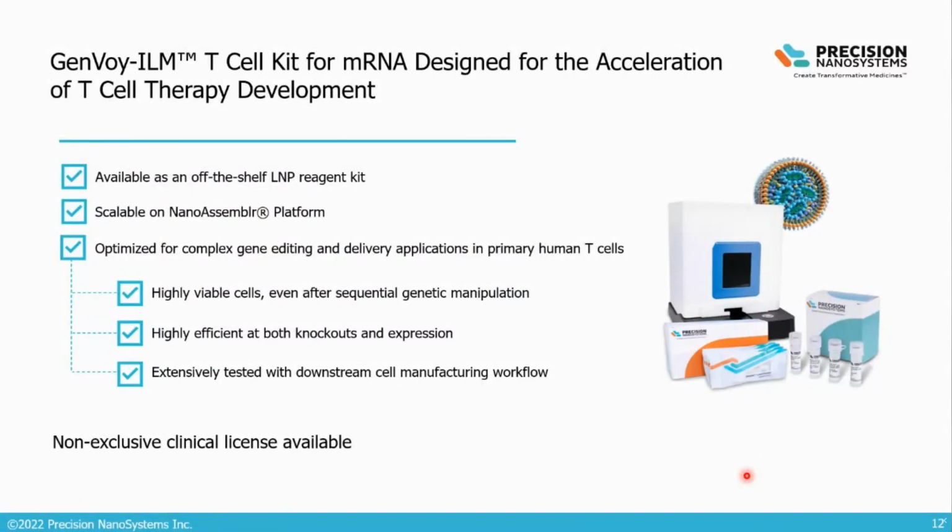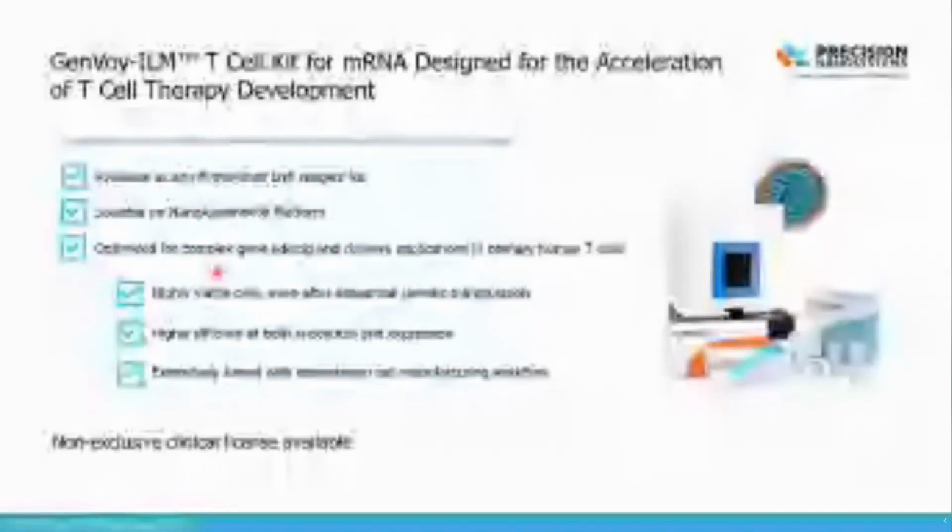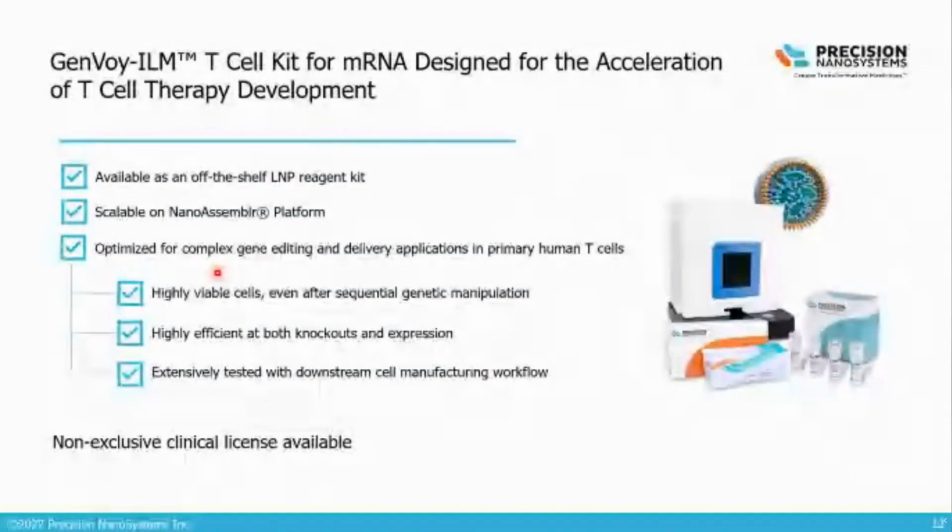You see very nice data from Rika in several proof of concept studies showing that this reagent kit is optimized for complex gene editing and delivery in primary human T cells. Specifically, you see data around high cell viability that is maintained after sequential genetic manipulation, and very high efficiency for both knockout and expression. We have also done pretty extensive testing of this LNP formulation with the downstream cell manufacturing workflow to ensure success, again, especially if you're taking it on for the first time.